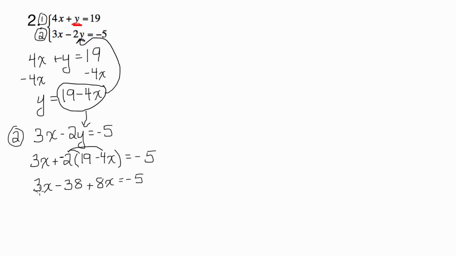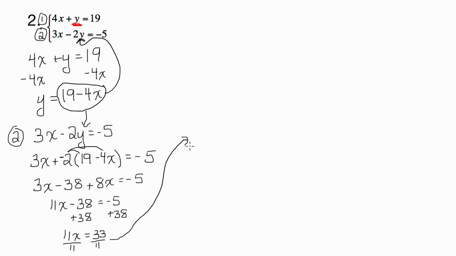So then we can combine like terms, 3x, 8x, that's going to be 11x, minus 38, and that equals negative 5. So then add 38 to both sides, and you end up with 11x equals 33. I'm running out of room here. Divide both sides by 11. So let's just come right up here. And you end up with x equals 3.